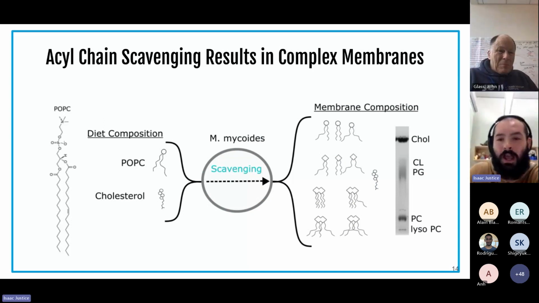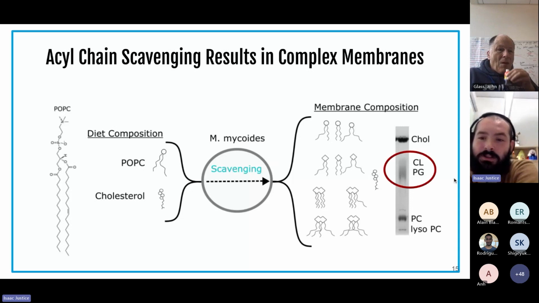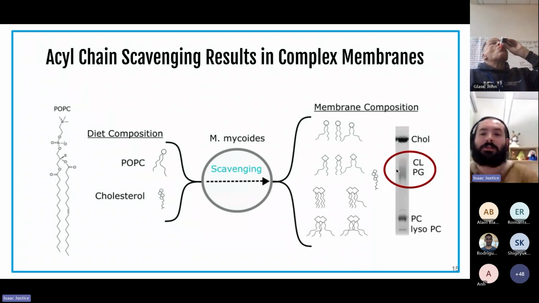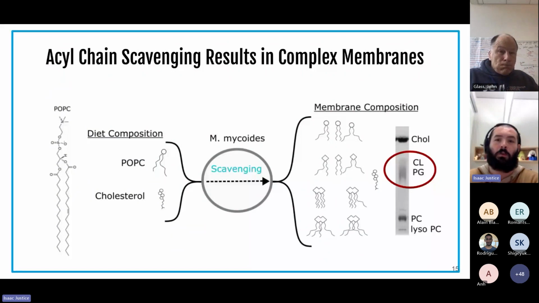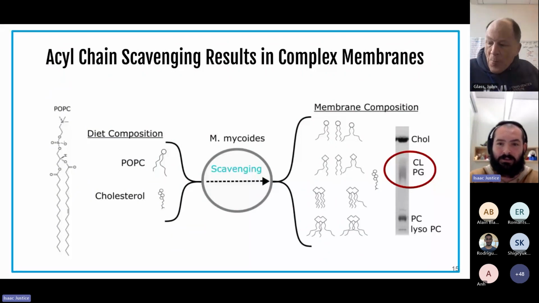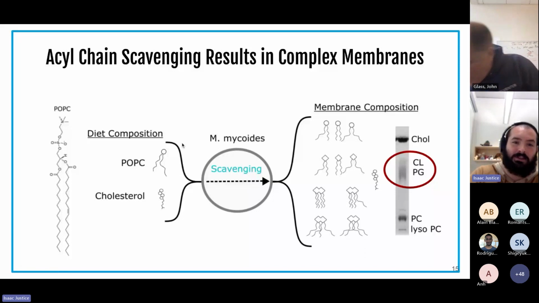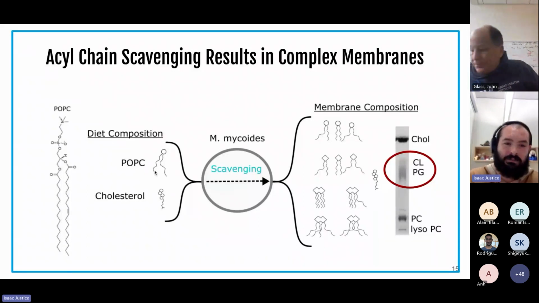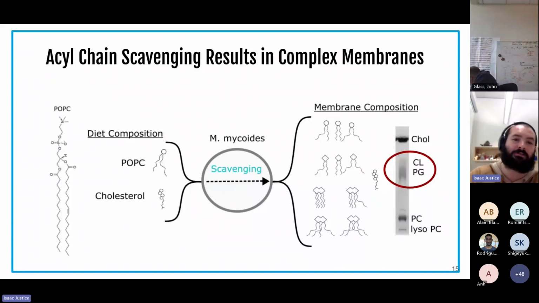And I just want to highlight that we know acyl chain scavenging is occurring when we see the synthesis of PG and cardiolipin, because that can only be achieved when mycoplasma has access to a source of free fatty acids, which in this case only works if it's cleaving the acyl chains from the phospholipid it's been fed, because there's no other source of fatty acids in the diet we feed it.